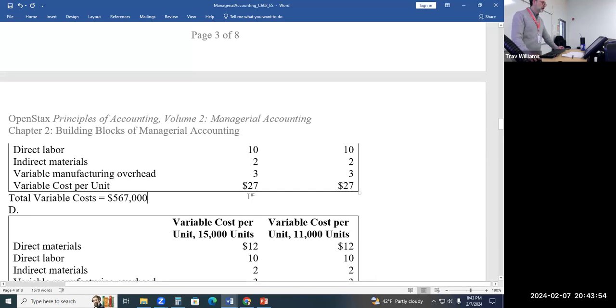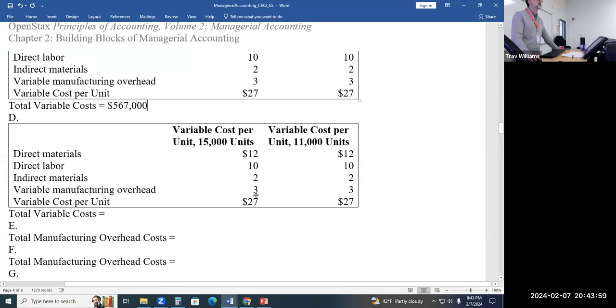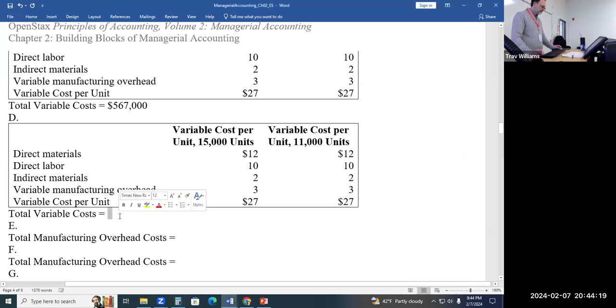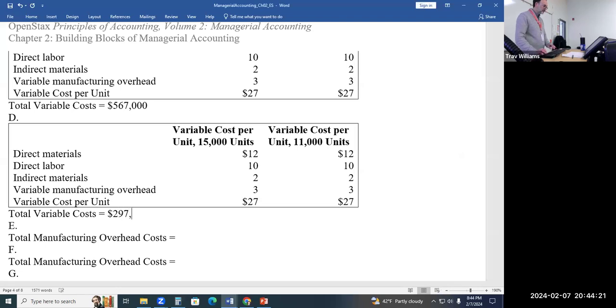And for D, what would be the total variable cost if we produced 11,000 units? Can we do the same thing? Take our $27 variable cost per unit, and this time we just multiply it by 11,000 units. And we get $297,000. Okay, is this making sense so far? Okay. All right, let's go on to E.